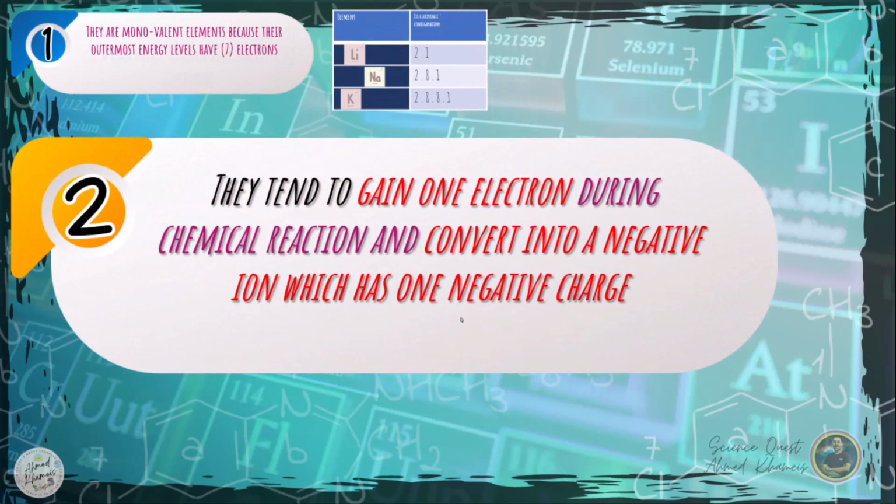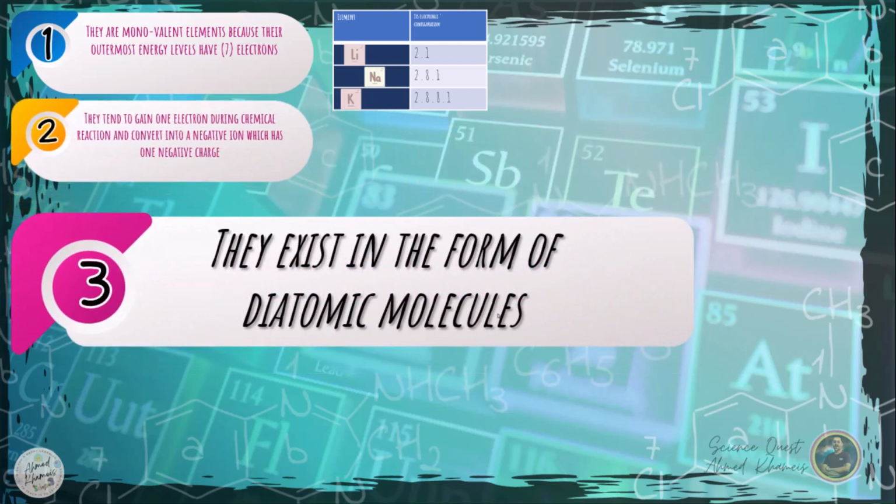And they gain 1 electron during chemical reactions to convert into a negative ion having 1 negative charge. And they exist as diatomic molecules. Di means 2, so the halogens exist in diatomic molecules, so each molecule contains 2 atoms, like chlorine, fluorine, iodine. Each molecule contains 2 atoms.